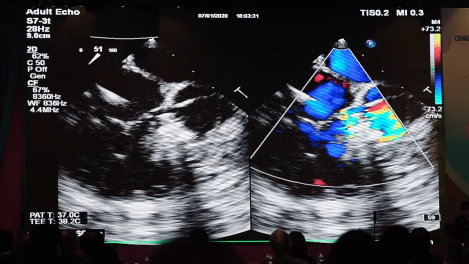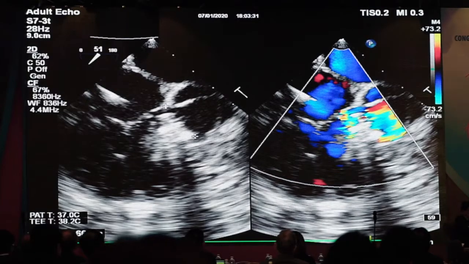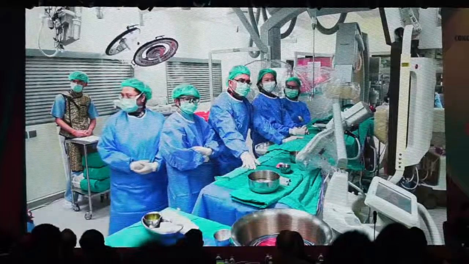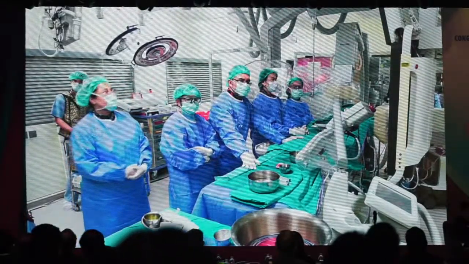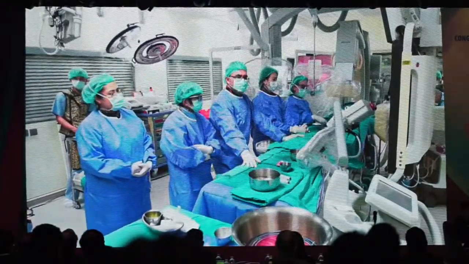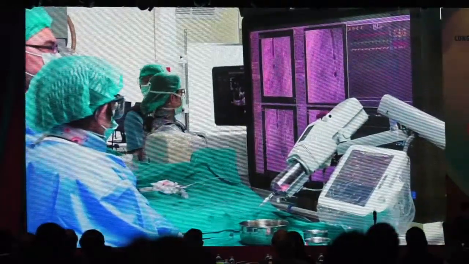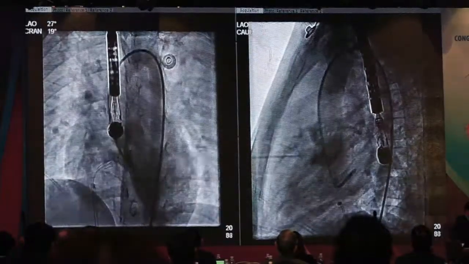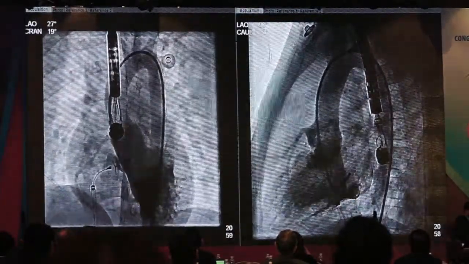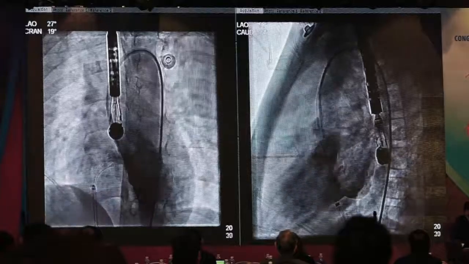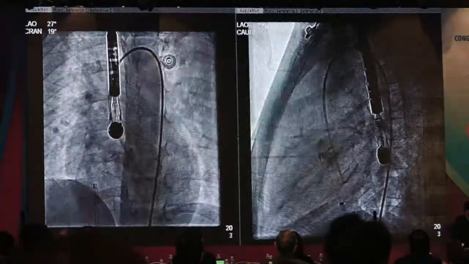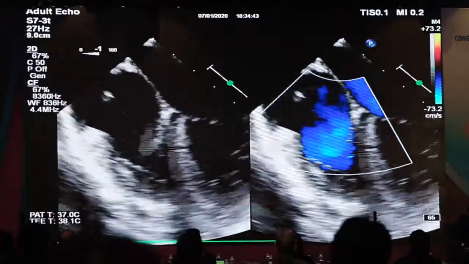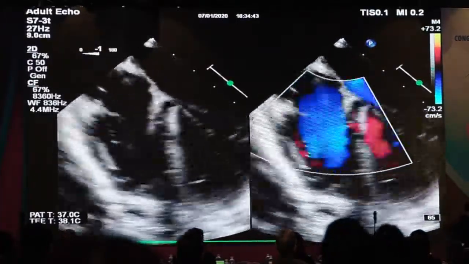Okay, so some fascinating suggestions. We have considered the retrograde approach as well. The concern here was more the angle of approach. The child was at 17 kilograms, 7 kgs would be required, so we decided to go with the femoral venous approach.